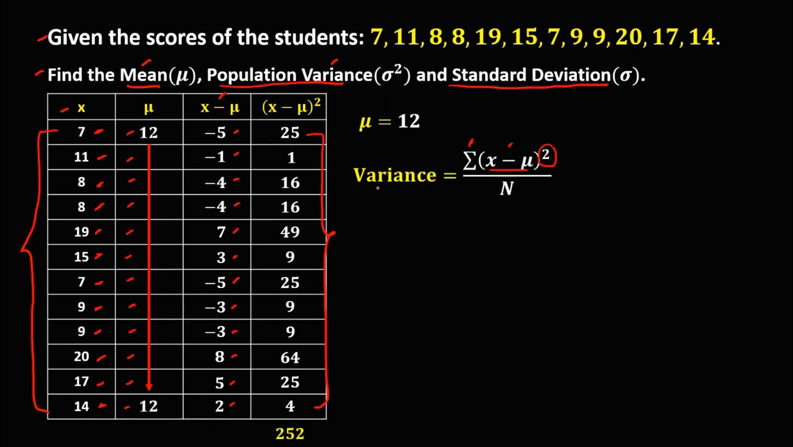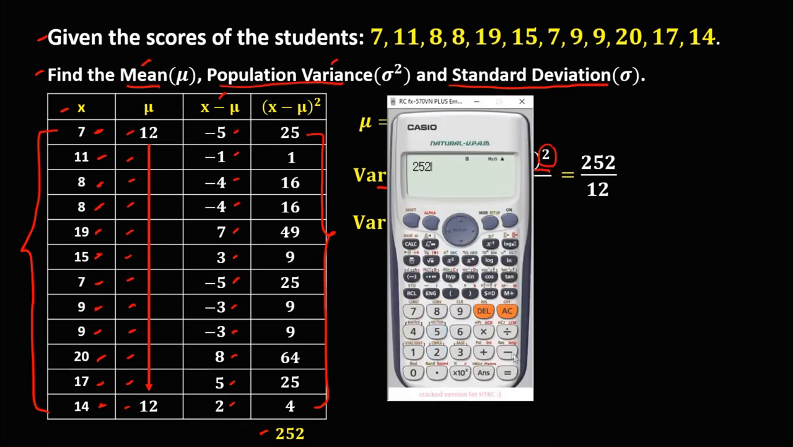Then to solve now for the variance, we need to substitute the values. For the summation of x minus the mean squared, that's 252. Then over n, the number of scores. Since we have these 12 scores, 252 divided by 12 equals, so the variance is 21.